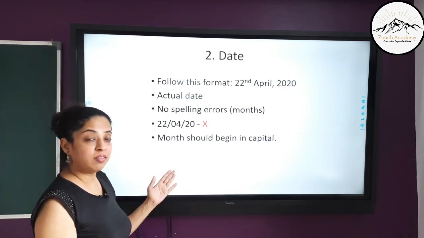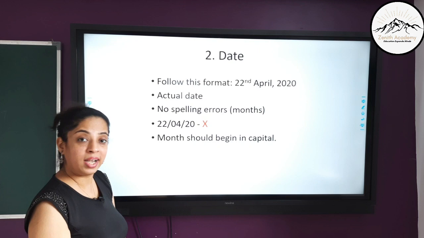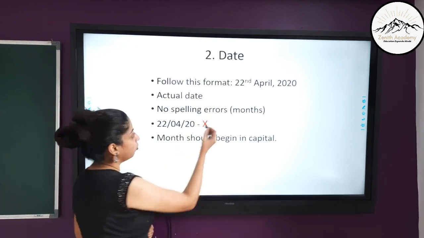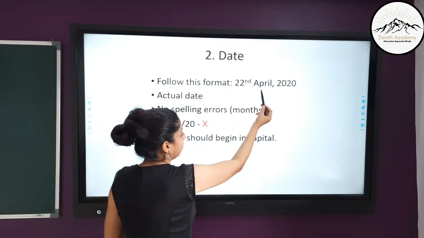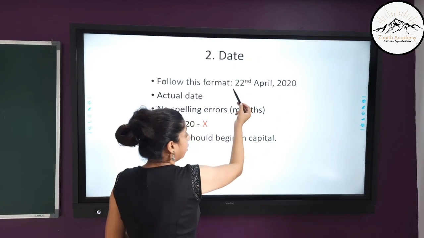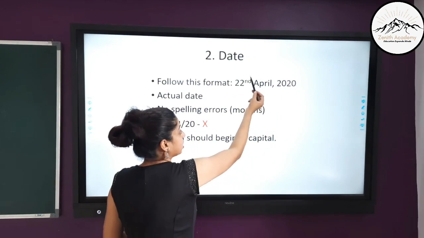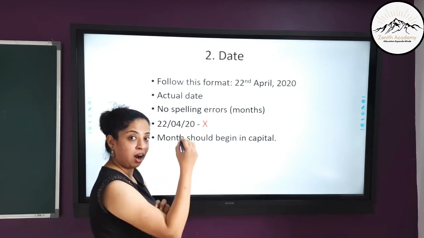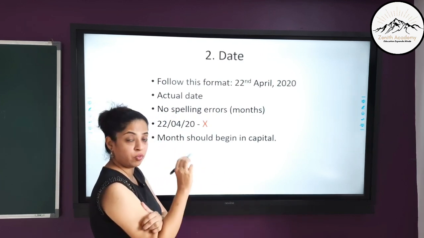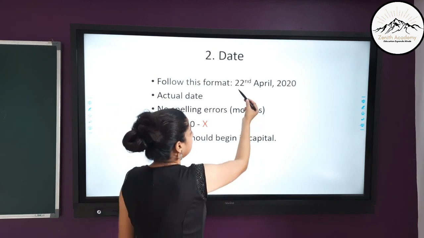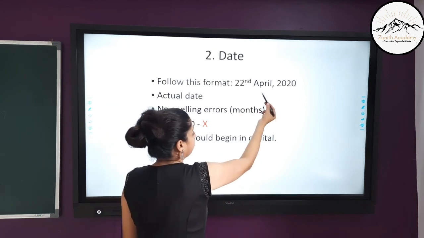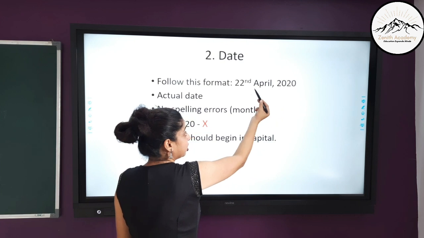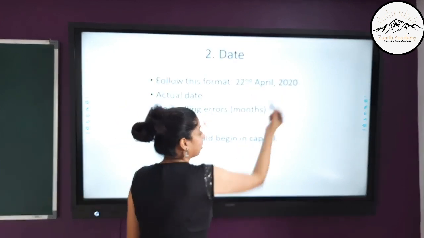The next important thing is the date, how to write the date. Here you have to follow this format: 22nd April 2020. So 22, then in superscript you write ND. If it is 23rd you will write RD and so on. If it is 1st you will write ST. After the date you write the month, the first letter should be in capital, put a comma and then write the year.